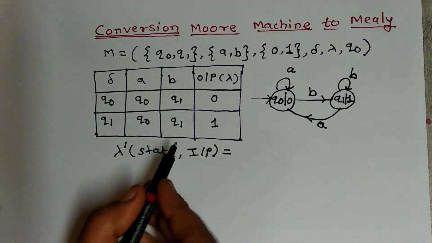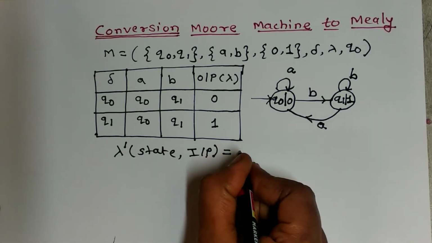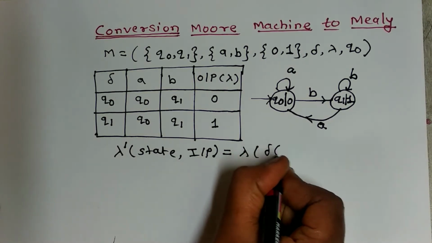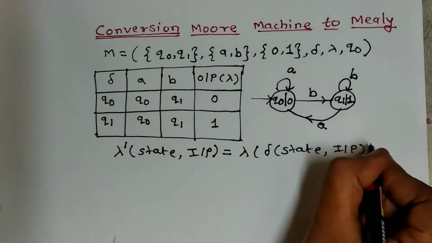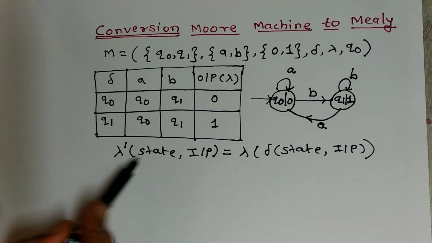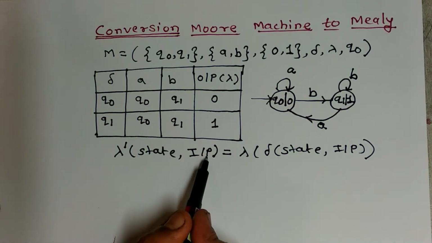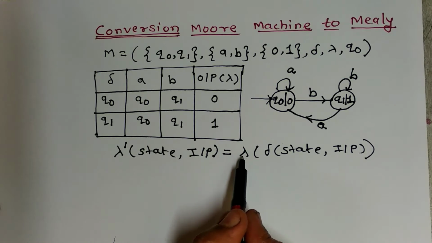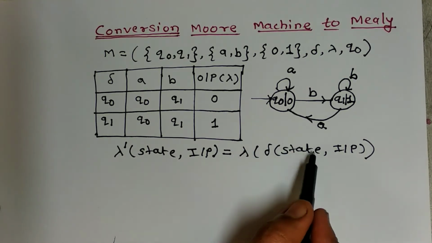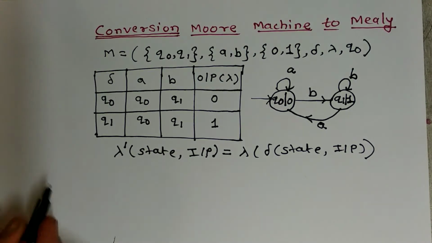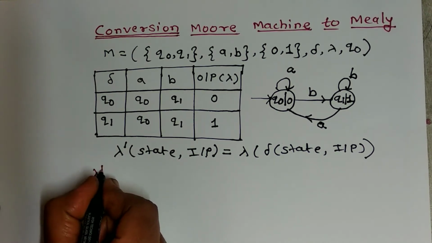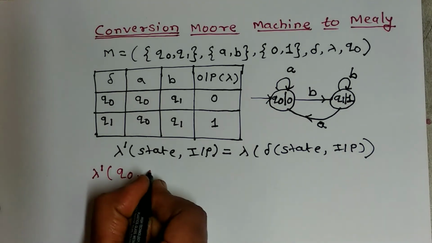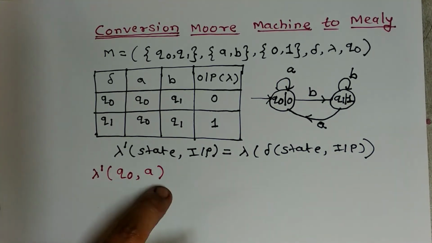I am just writing the formula. The contents may change. Lambda dash of state and input equals lambda of delta of state and input. We are deriving the lambda dash by mentioning the state number over the given input, then we will get lambda of delta of state over the given input. So at first, take the initial state: lambda dash over the Q0 comma A.